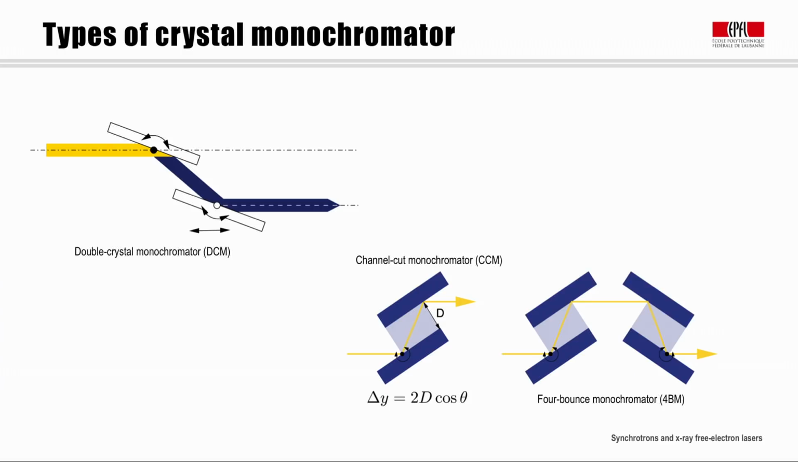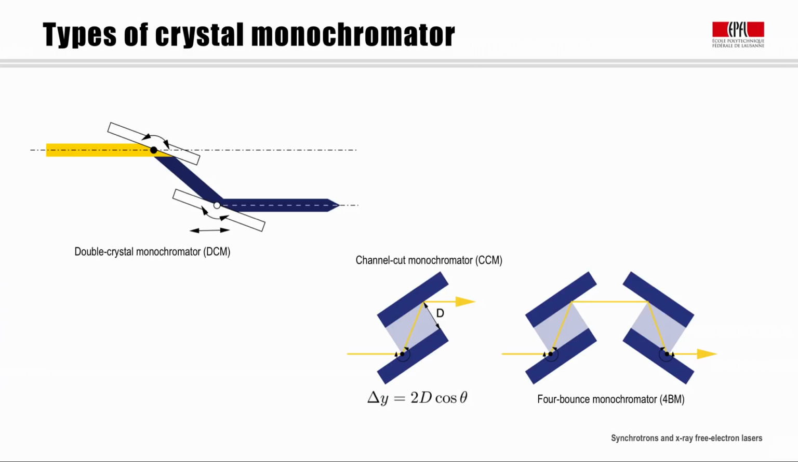The disadvantage is that the exit beam's height will change as the CCM is rotated, though this can be made to be minimal by making the channel width, big D, as small as possible and scanning over a not too large range of photon energies, which in turn determines the angular range of theta.